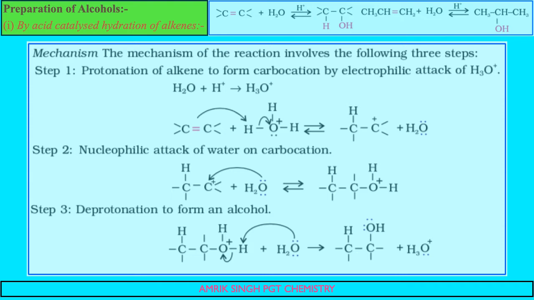In step 2, carbocation is attacked by the water, and water acts as nucleophile, and we get protonated alcohol. In the third step, the protonated alcohol loses one proton to water and changes into alcohol, and a hydronium ion is formed.